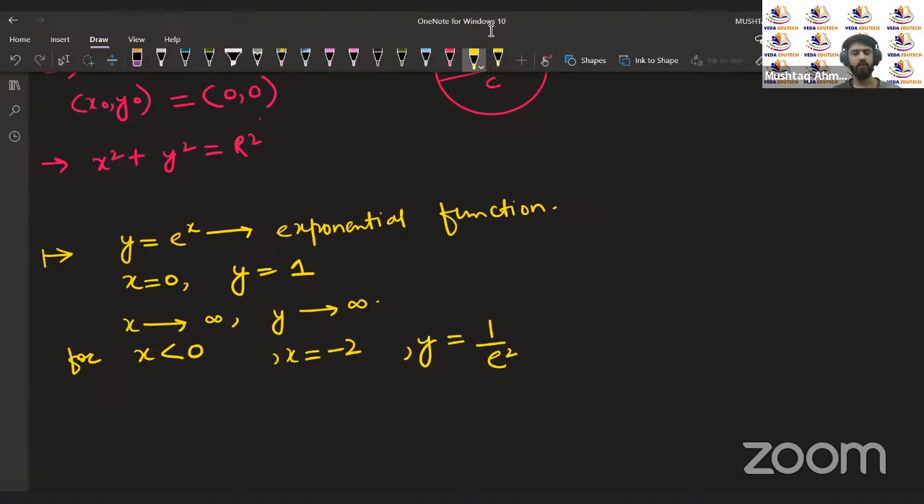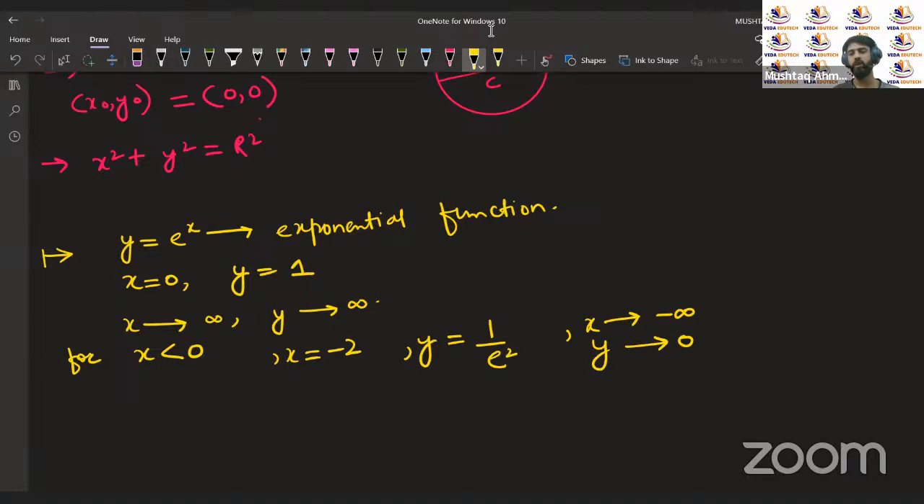So this function will not become 0 anywhere. It will not touch 0. Or we can say that if x approaches minus infinity, then only does our y approach 0.